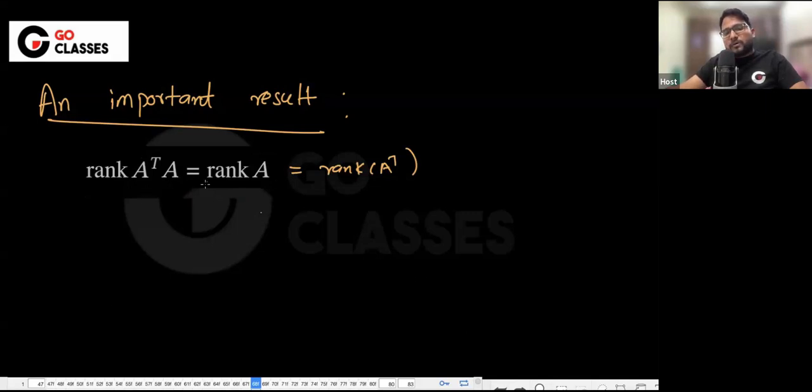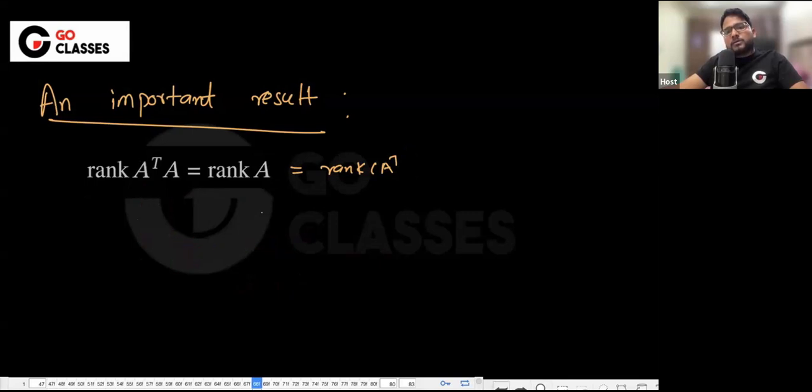So basically, if you replace, it will become A transpose, and then this will become rank of A transpose, which is also same as rank of A. So you can replace in both of the places. You can replace A with A transpose. That's also fine.